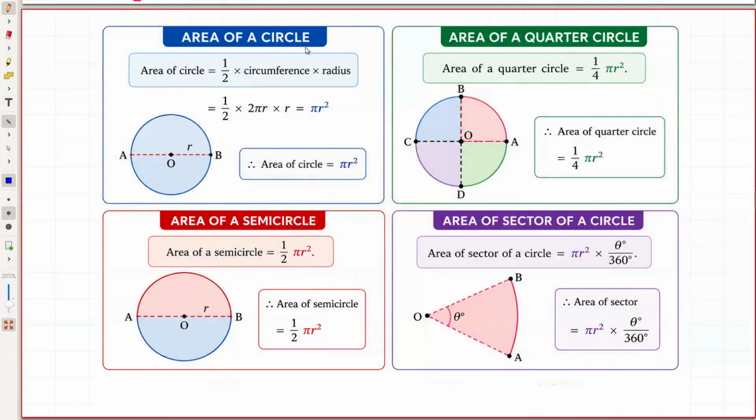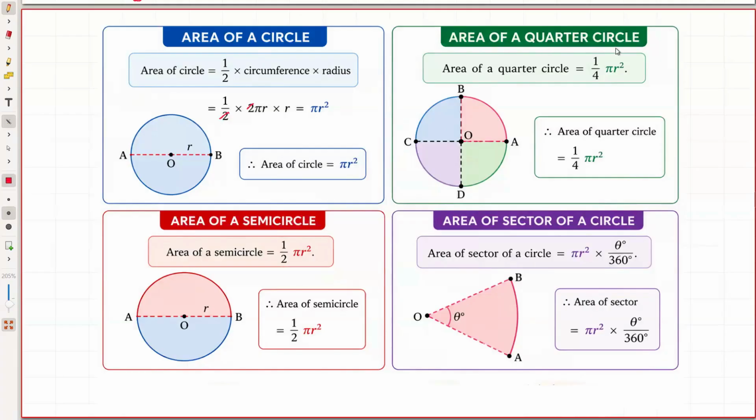Area of circle, we already learned the formula for the area of a circle in our lower classes. Area of the circle is pi r square. How are we getting this formula? Area of the circle is equal to half into circumference of the circle into radius. The circumference of the circle is 2 pi r, into radius r. If you simplify this, the 2 gets cancelled. Pi r into r is pi r square. Area of the circle is equal to pi r square.